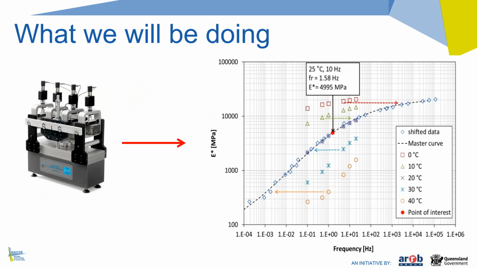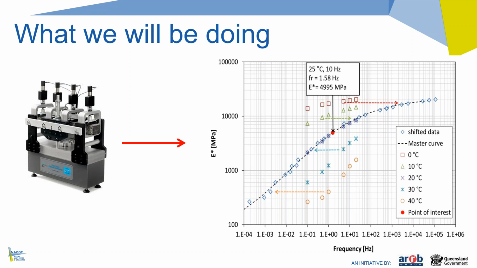Now, so that's the first thing that will be changing. We'll be starting doing 4-point bending flexural tests, so the 4-point bending tests shown on the right, and we'll be submitting asphalt specimens to tests at a range of frequencies and temperatures. So the graph on the right shows you the results of such a test.